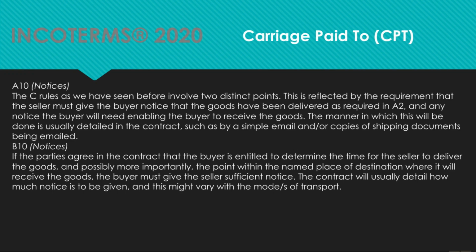B10, notices. If the parties agree in the contract that the buyer is entitled to determine the time for the seller to deliver the goods, and possibly more importantly, the point within the named place of destination where it will receive the goods, the buyer must give the seller sufficient notice. The contract will usually detail how much notice is to be given, and this might vary with the modes of transport. Also, this might vary with the type of the product and with the type of the transportation.